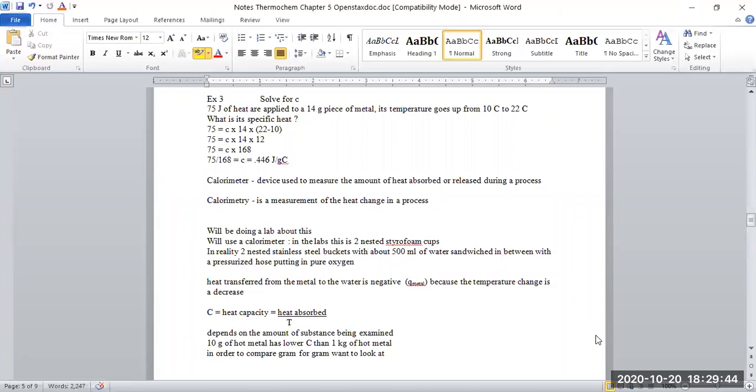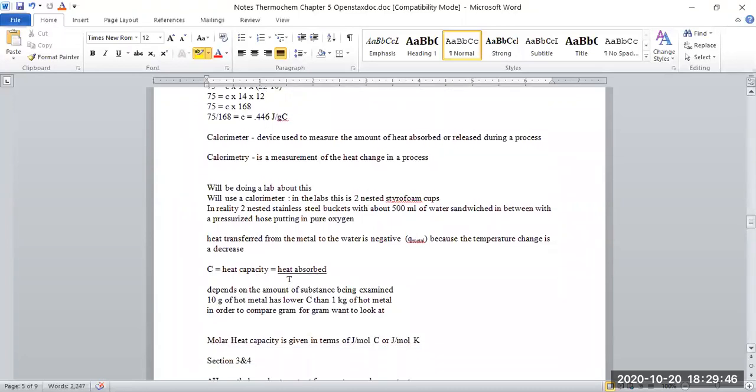Depends upon how much you use. One of the things you have to do in the lab is measure the mass of the metal pieces that you are using, because 10 grams of metal would give you a different change than a kilogram of metal. So we're going to end up looking at it in terms of how it relates to the mass of your sample versus the water, which is a fixed value.